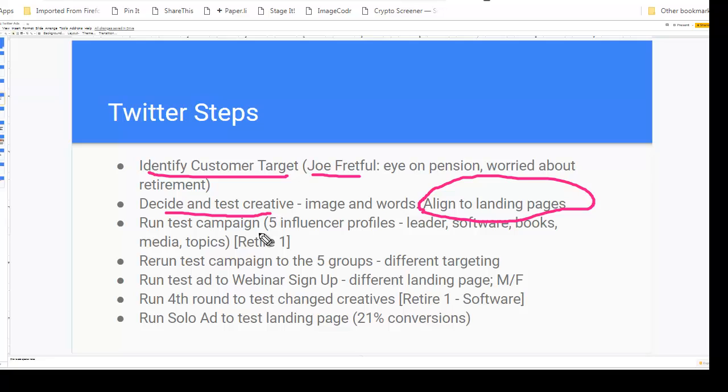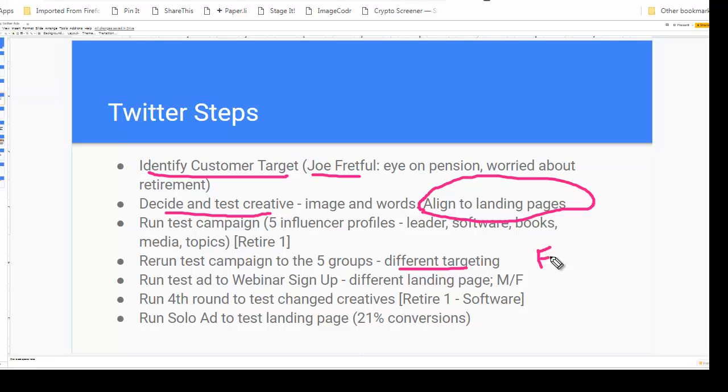Run the test campaign to find which of the influencer profiles work. This is a group called Retire Ad 1. That's what I ran last week, and it worked also the week before, and that worked really well. Rerun the test campaign to 5 groups of different targeting, which is particularly looking at females. I did that last week.